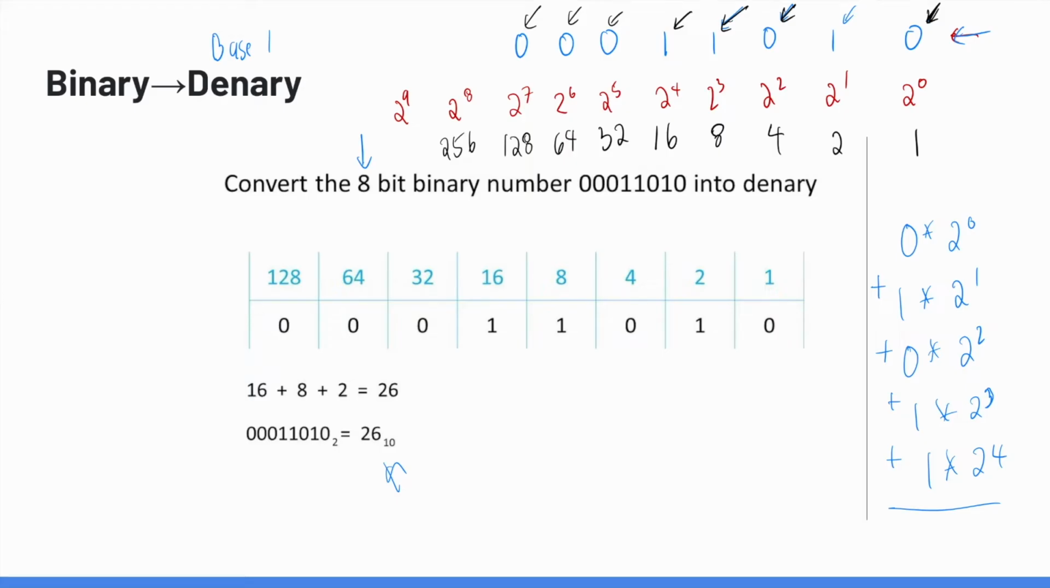So hopefully that gives you an understanding of what base 2 means in the context of actually doing these calculations. And this is just the first example of how to calculate from binary to denary. We'll see more examples like this.